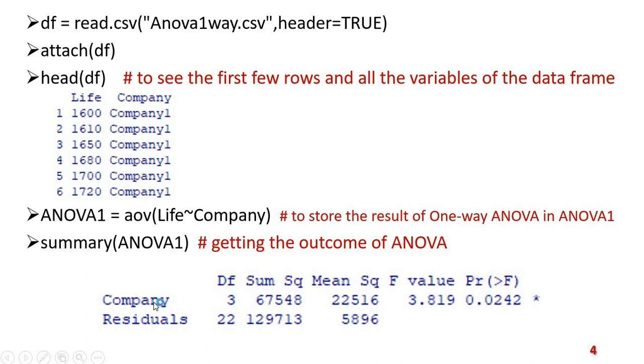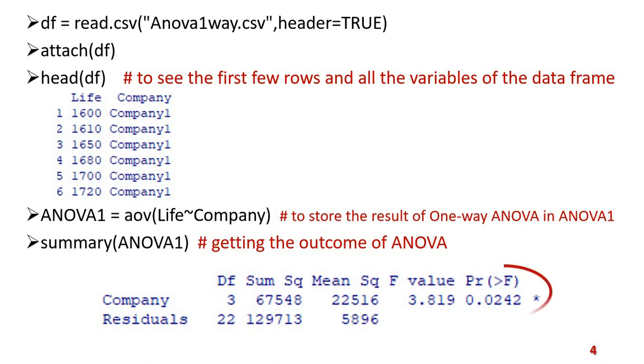So these are the sources of variation. Company is one source of variation, another one is unexplained, and that is the residuals. Now this is the corresponding F value of ANOVA, and this is the corresponding P value. So the P value will help us to take a decision whether the life of the bulbs is uniform across the different companies. And here we see the P value is less than 0.05, it's 0.0242, which is less than 0.05.